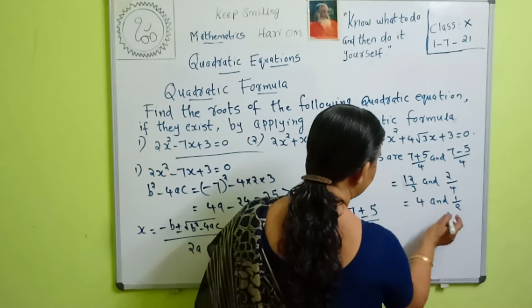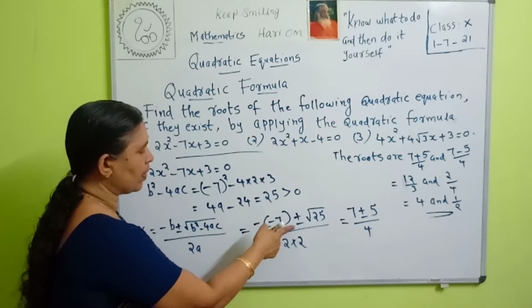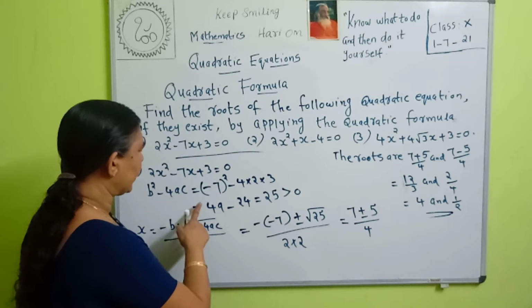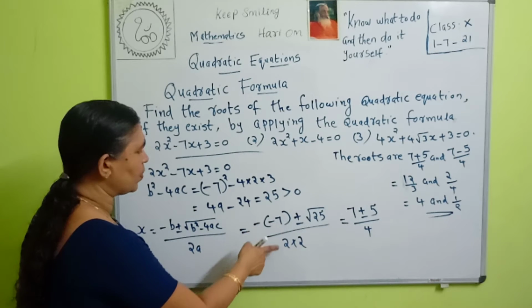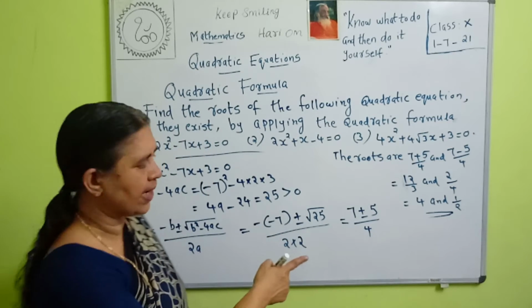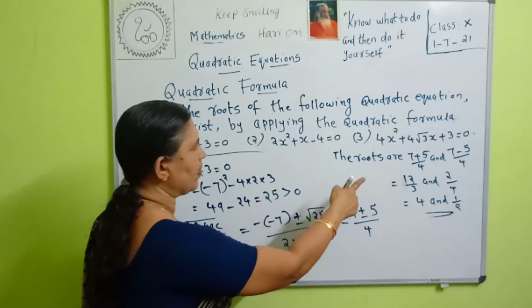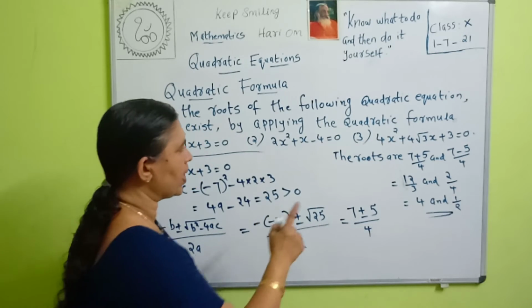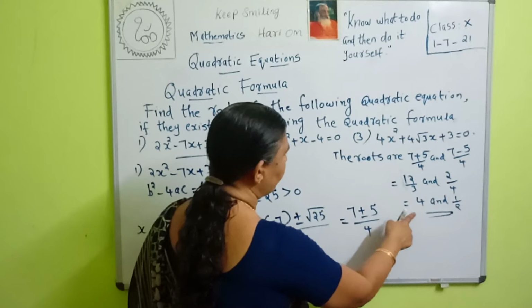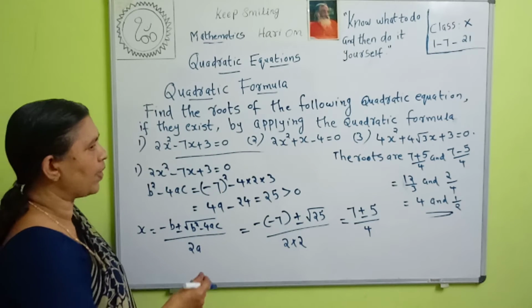Here, x equals minus b plus or minus root of b square minus 4ac by 2a, which is minus of minus 7 plus or minus root 25 by 2a. Root 25 is 5. So 7 plus or minus 5 by 4, that is 7 plus 5 by 4 or 7 minus 5 by 4. So it is equal to 4 and 1 by 2. Therefore the roots of the equation are 4 and 1 by 2.